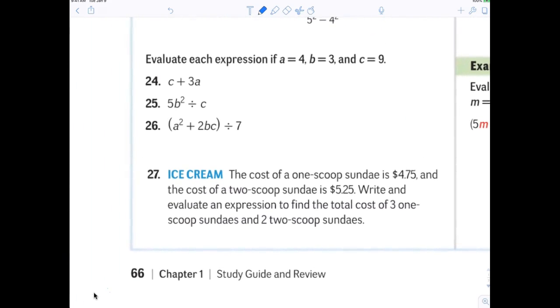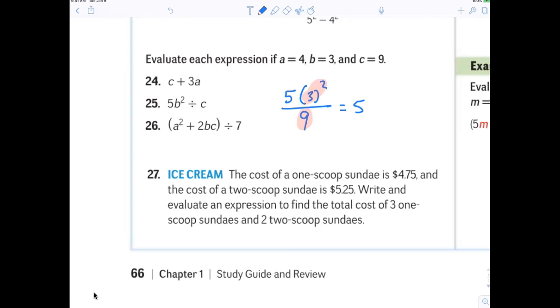Now, again, here, 5 times b squared divided by c. Now, I would like everybody to write it like this. 5 times 3 squared divided by, right? So I'm hoping you just look at that and say that's 5, right? Because why? Because what's 3 squared? And then divide by 9. What does that do? Cancels out, right? So your final answer is what? 5. Everybody okay with that?